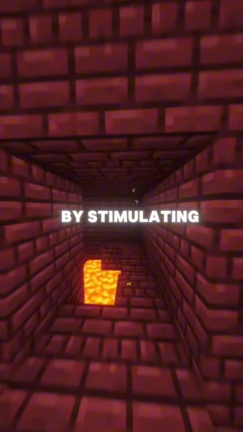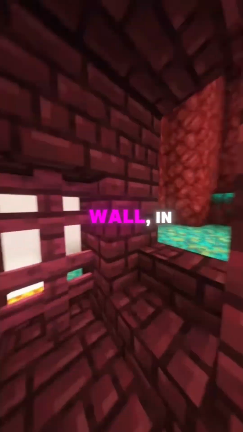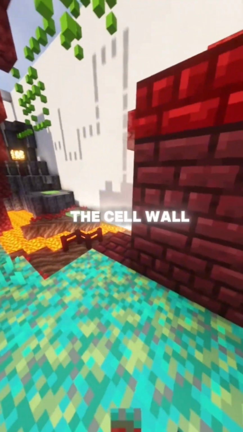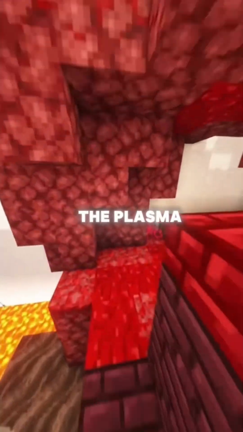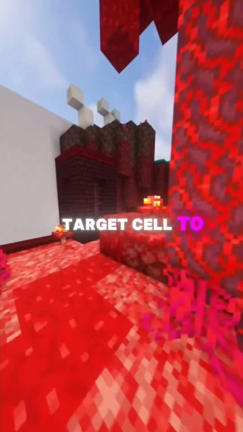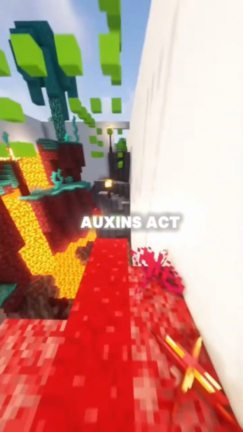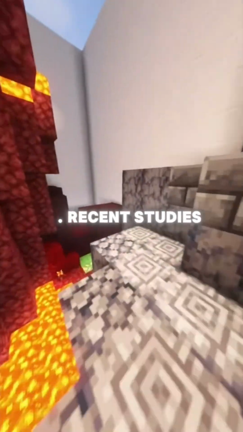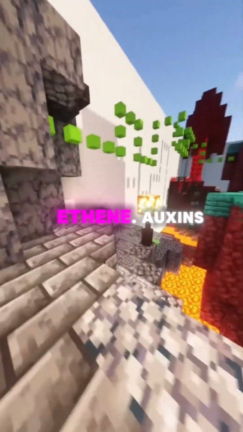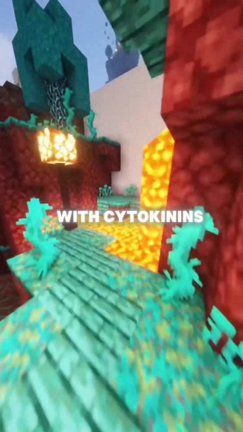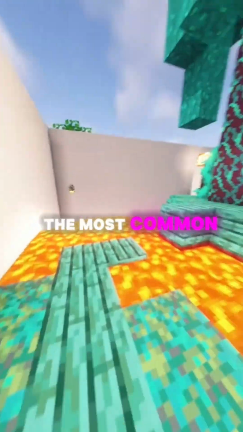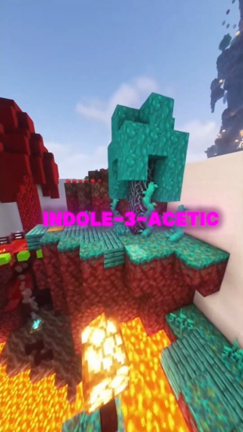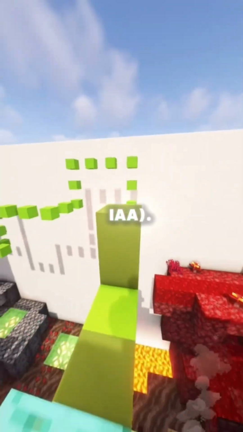They do this by stimulating enzymes to weaken the cell wall, in order to add more cellulose to the cell wall and more phospholipids to the plasma membrane, enabling the target cell to grow longer. Auxins act synergistically with cytokinins and gibberellins. Recent studies have shown both synergy and antagonism with ethene. Auxins act antagonistically with cytokinins and abscisic acid. The most common auxin is indole-3-acetic acid, IAA.